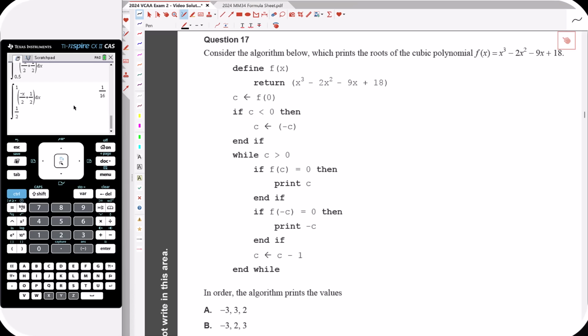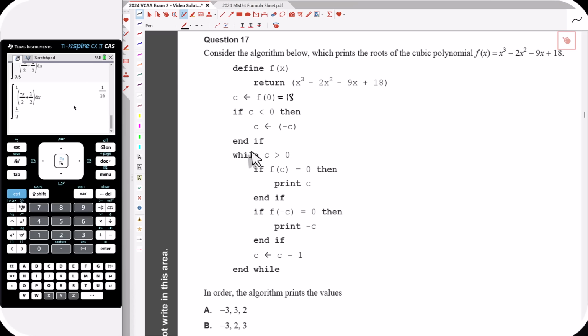Okay, so the algorithm is about printing the roots of the cubic polynomial. That is the values where the function equals 0, so the x-intercepts. The code defines f of x, first of all, as per the question. It also defines c as being f of 0 before we even start. So f at 0 for this function is going to be 18, so c is going to be 18 to start with. Then we say, if c is less than 0, which it isn't, we just get straight to the end if, while c is bigger than 0, which it is.